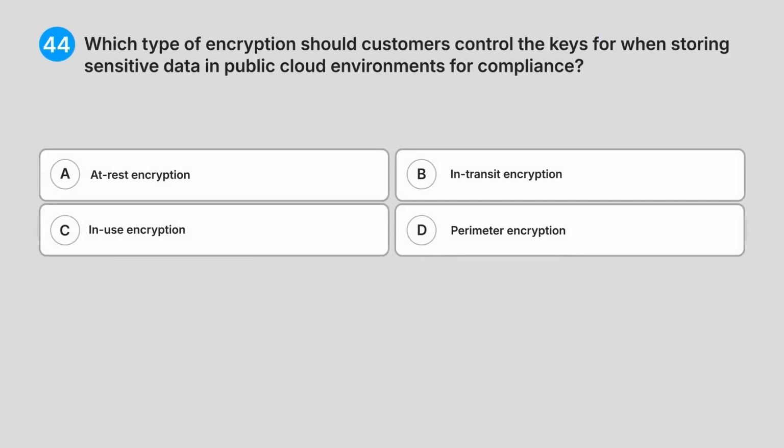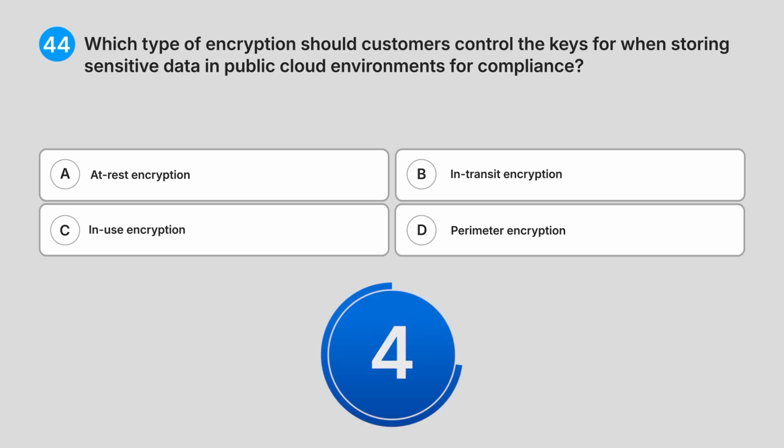44. Which type of encryption should customers control the keys for when storing sensitive data in public cloud environments for compliance? A. At-rest encryption. B. In-transit encryption. C. In-use encryption. D. Perimeter encryption. Do you know the answer?